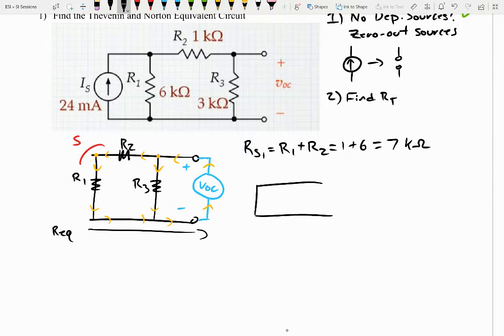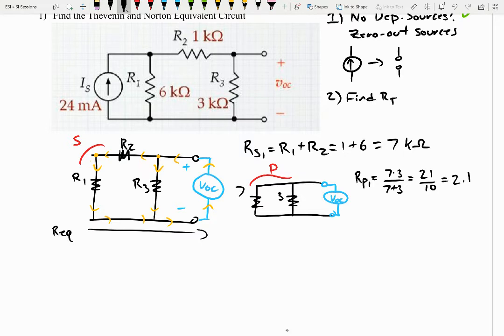And real quickly, I'll redraw. So 7, R3 value. It's going to be 3 kiloohms, so R3. And we still have that VOC hanging out here with us. I'll see that these two are in parallel. So R parallel 1 will be 7 times 3 over 7 plus 3, which would be 21 over 10, which will give us 2.1 kiloohms.